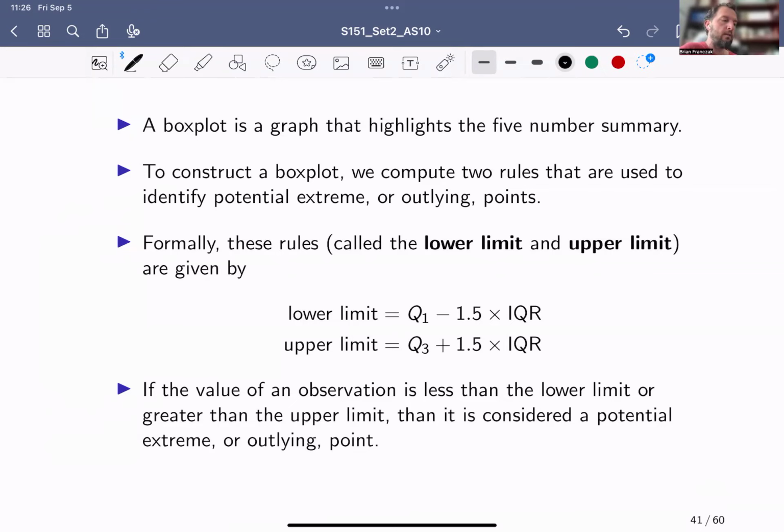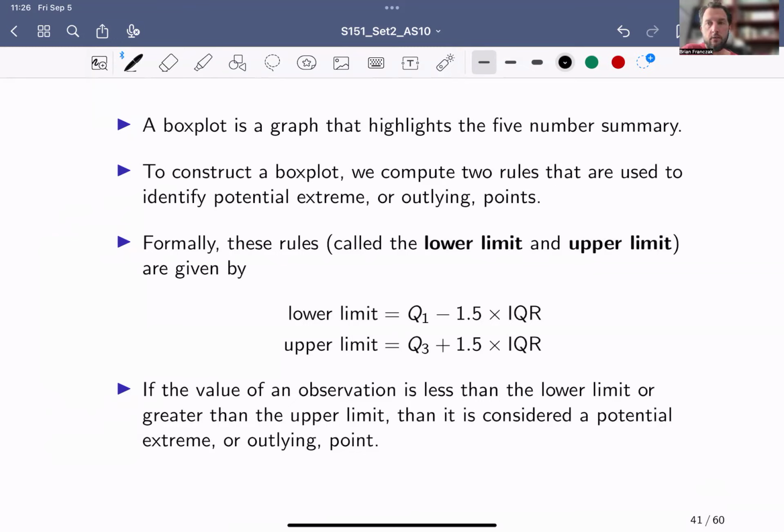Now, basically, the way that this works is you compute two limits, a lower limit and an upper limit. That's going to give you value. And then you're going to check to see if there is anything on each side of these limits. So are there any values below the lower limit, any values above the upper limit?